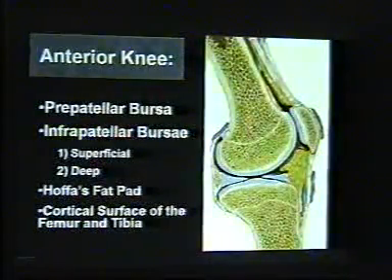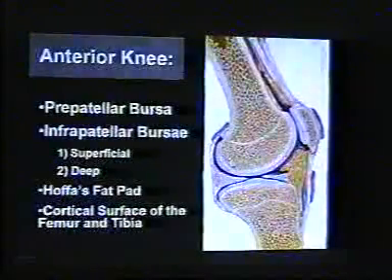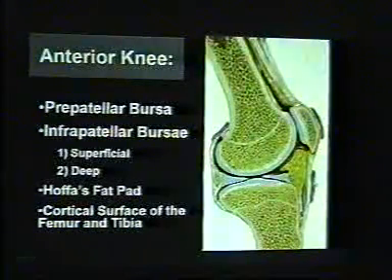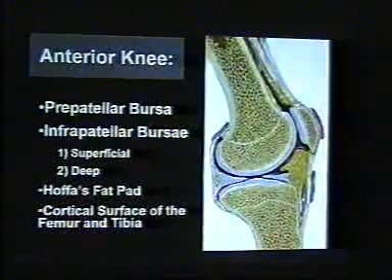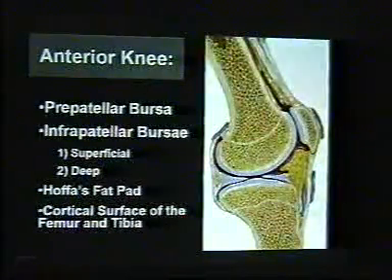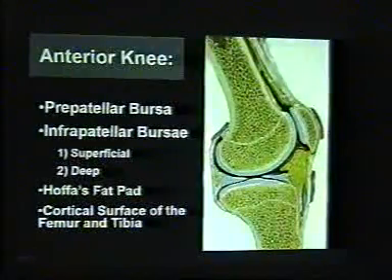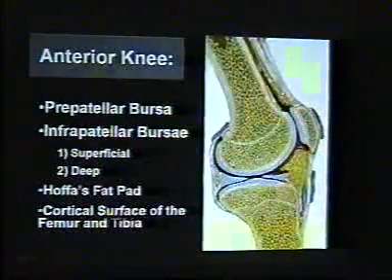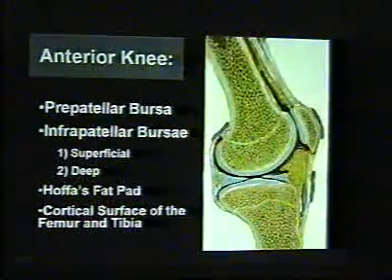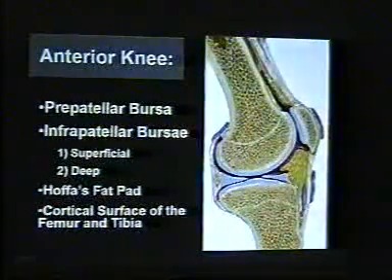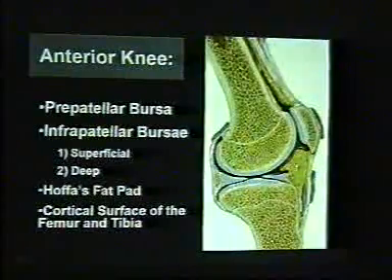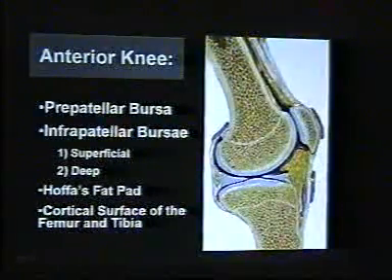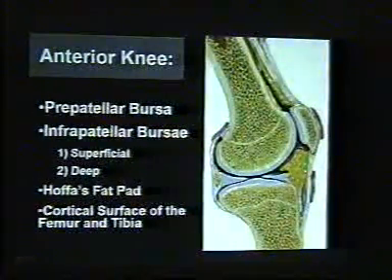Here is the anterior knee, and we can see there is the prepatellar bursa, infrapatellar superficial and deep bursa, and suprapatellar deep bursa. We can see some fat just between the suprapatellar bursa and the tendon of the quadriceps, and a lot of fat which is called Hoffa's fat pad just below the patella and just below the patellar tendon.